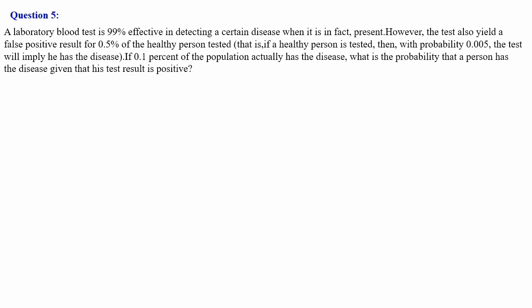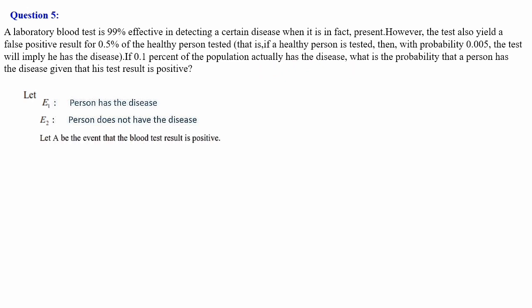So here let's define E1, E2 and A. E1 means a person has the disease, and E2 a person does not have the disease. And here it is given to you 0.1% of the population actually has the disease. And A is the test result is positive. Let A be the event that the blood test result is positive.